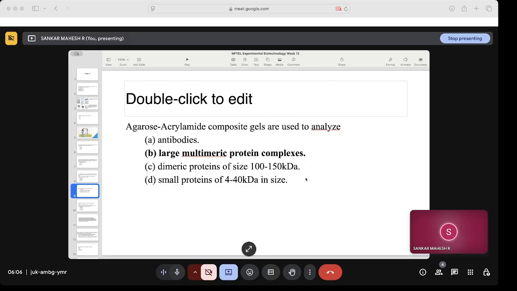0.8 to 1%. Okay. So, what will be the typical molecular weight of 100 base pairs of DNA?